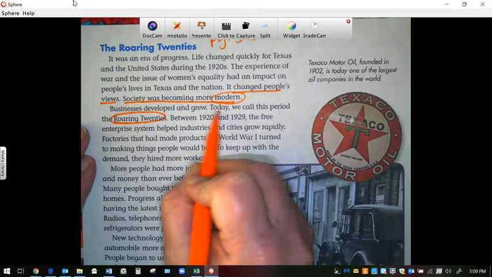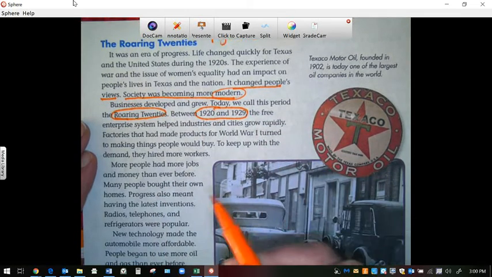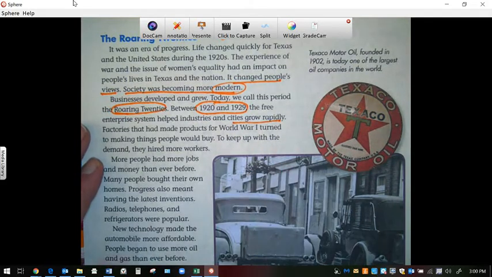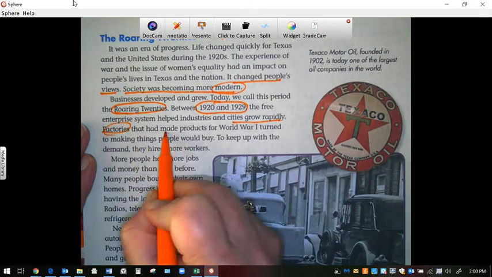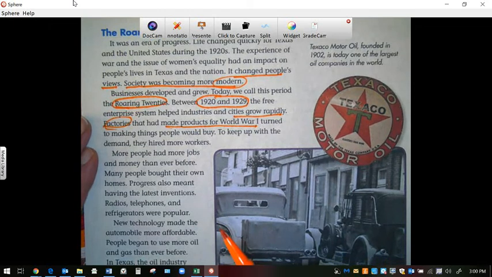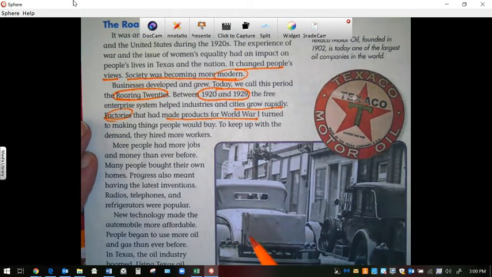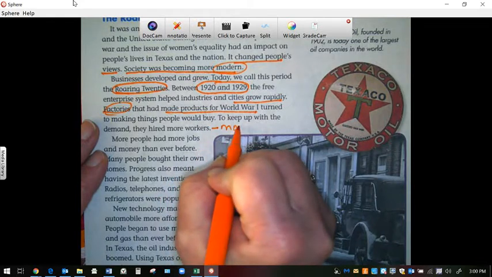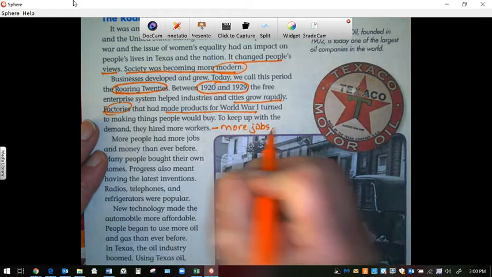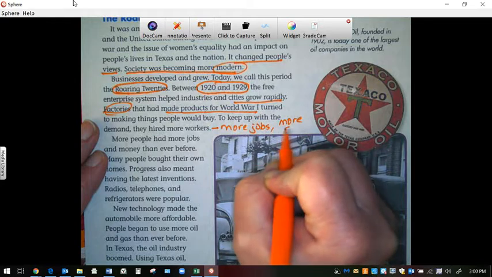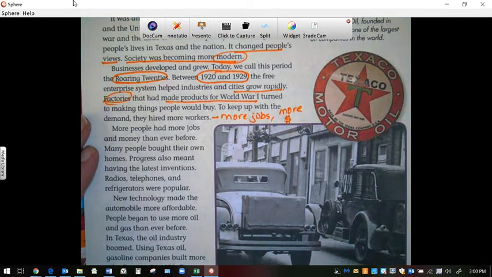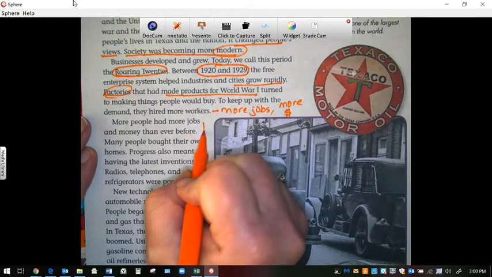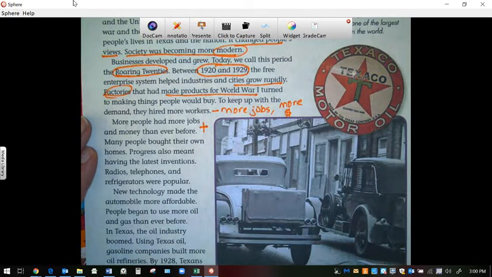Between 1920 and 1929, the free enterprise system helped industries and cities grow rapidly. Factories that had made products for World War I turned to making things people would buy. To keep up with the demand, they hired more workers. So more workers meant more jobs and more money. More people had more jobs and money than ever before. And that's a good thing. That was a plus. Many people bought their own homes.